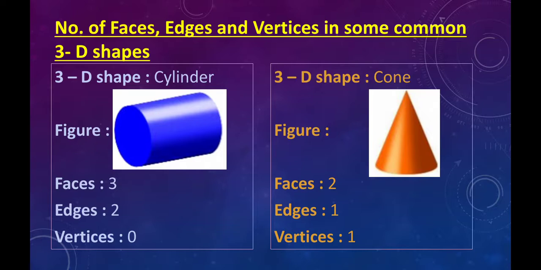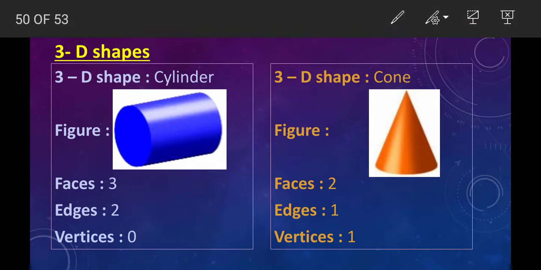Next we'll discuss the cylinder. The 3D shape cylinder looks like this. Here the faces are circular in shape: one, and two just behind that one, and this is the curved face, so three faces. The number of faces is 3.